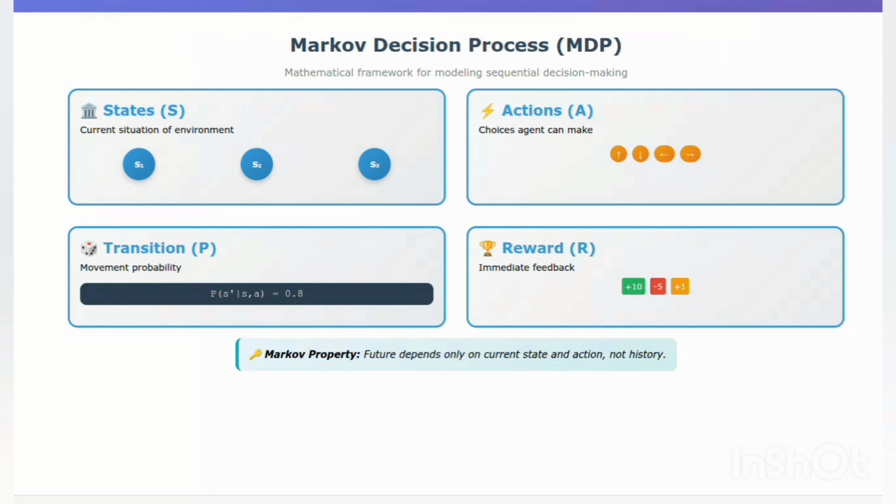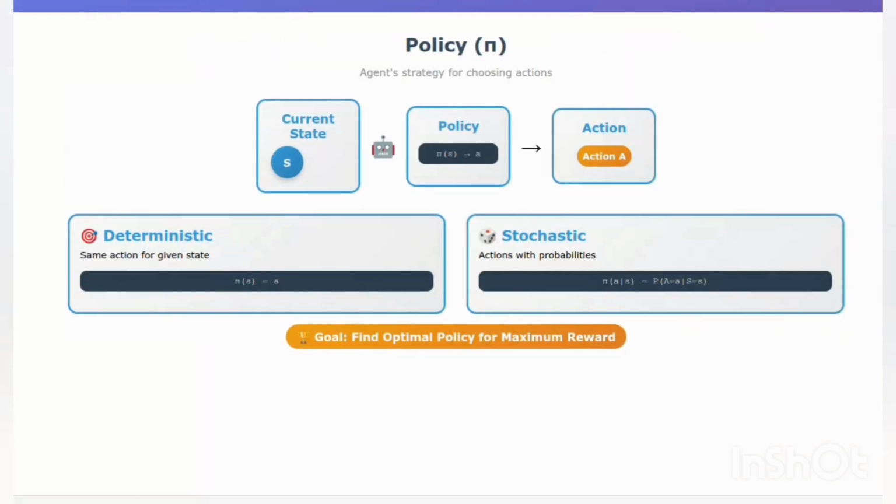A key property of an MDP is the Markov property. The future state depends only on the current state and the action taken, not on the entire history of past states and actions. This simplifies the modeling process significantly. Next, the policy. The policy is the agent's strategy or behavior. It defines how the agent chooses an action given a particular state. A policy can be deterministic, always choose one action, or stochastic, choose actions with probabilities. The goal of RL is to find the optimal policy that maximizes the cumulative reward.